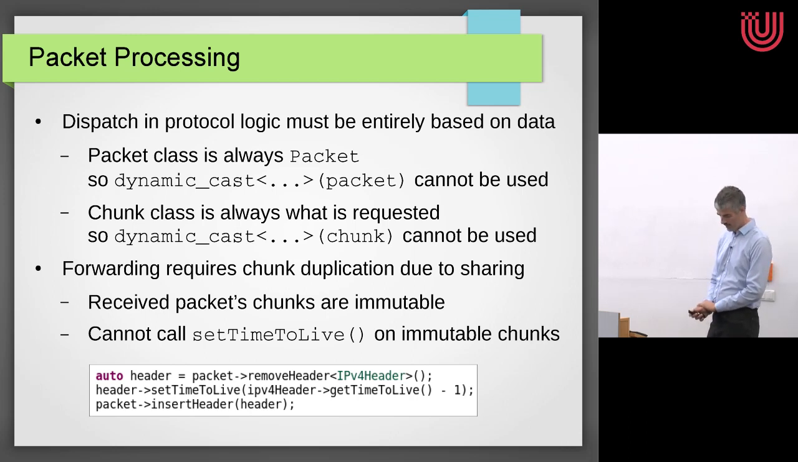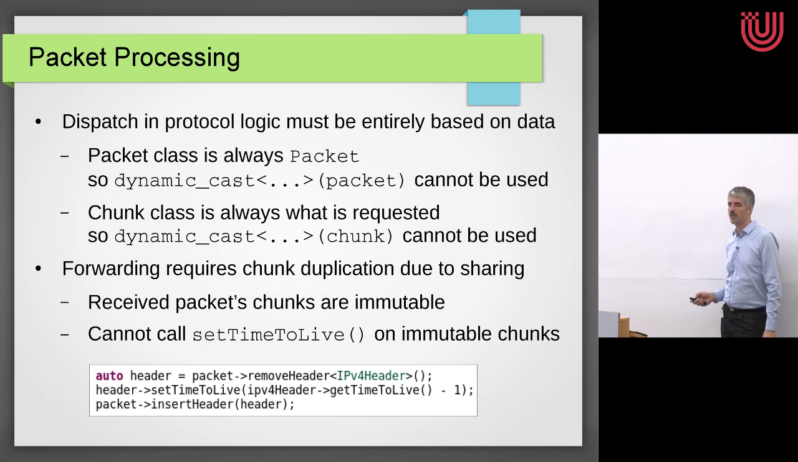Another important point is forwarding. For example, in IPv4, if you wanted to forward the packet and change the time to live field in the packet, you would expect to simply look at that part of the packet, peek at that part and replace the data in it.